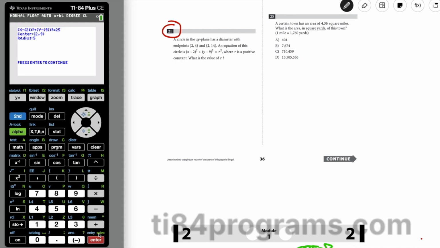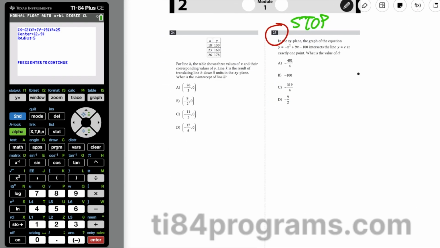And then check it out. We got the radius is 5. Yay, radius is 5. Because it's got x minus 2 squared plus y minus 9 squared is 25. Okay, so that solves that. That's awesome. Okay, and this is the last one we do for the day.